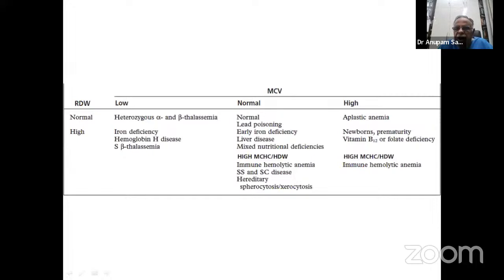So if you look at it very closely, all conditions which cause a nutritional anemia will cause high RDW, which means that nutritional anemia with a microcytic picture is iron deficiency. Nutritional anemia with normocytic, normal MCV will be taken as dimorphic anemia. And similarly, high RDW with high MCV is folic acid and B12. Of course, hemolytic anemias will cause a high RDW in all these different categories.